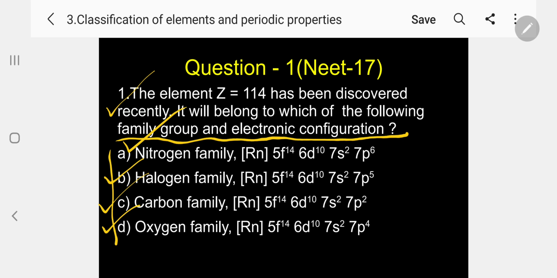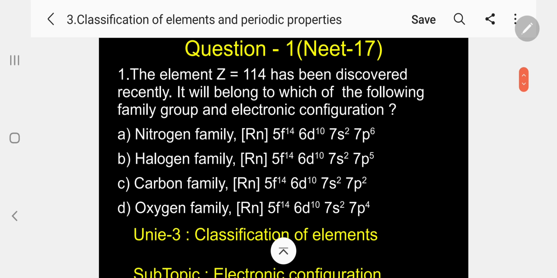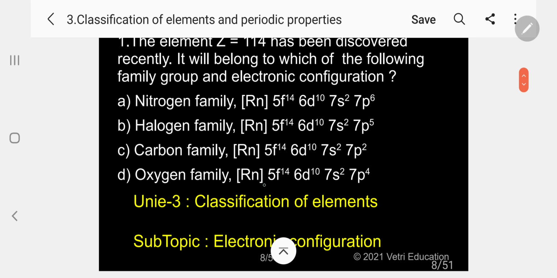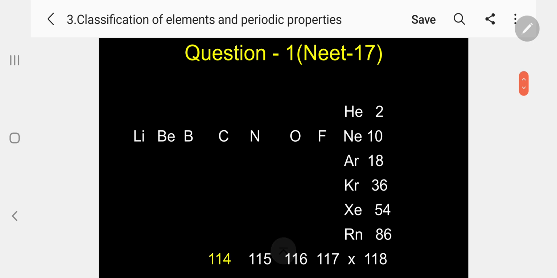Kindly follow. Before explaining these tricks, let me introduce under what topic and what subtopic this is asked. This question, kindly follow, as usual comes under classification of elements. There is no periodic property here. It comes under the classification based on electronic configuration, specifically the electronic configuration subtopic. Kindly follow. Now, let me come to the answer. I am going to identify where 114 should be.